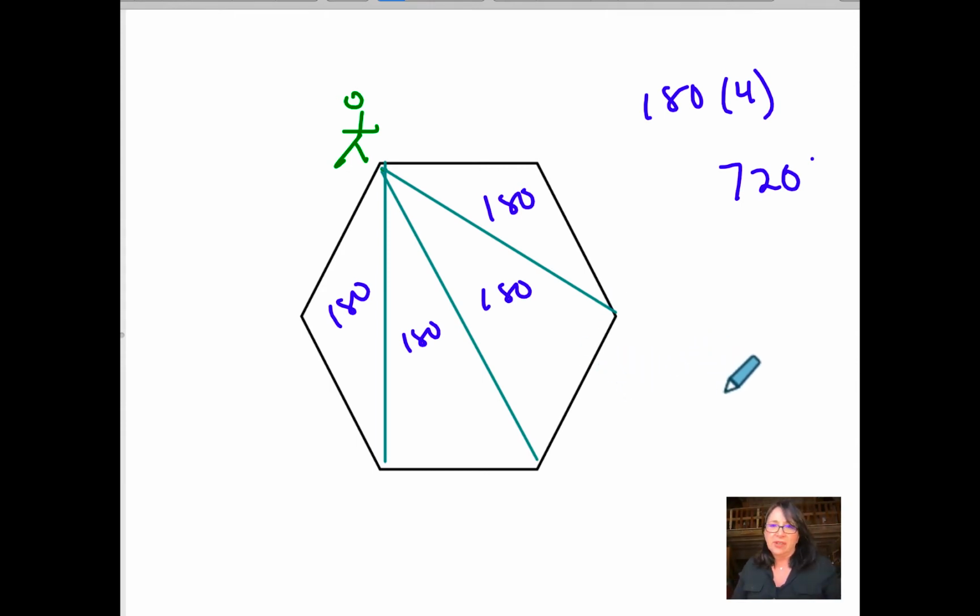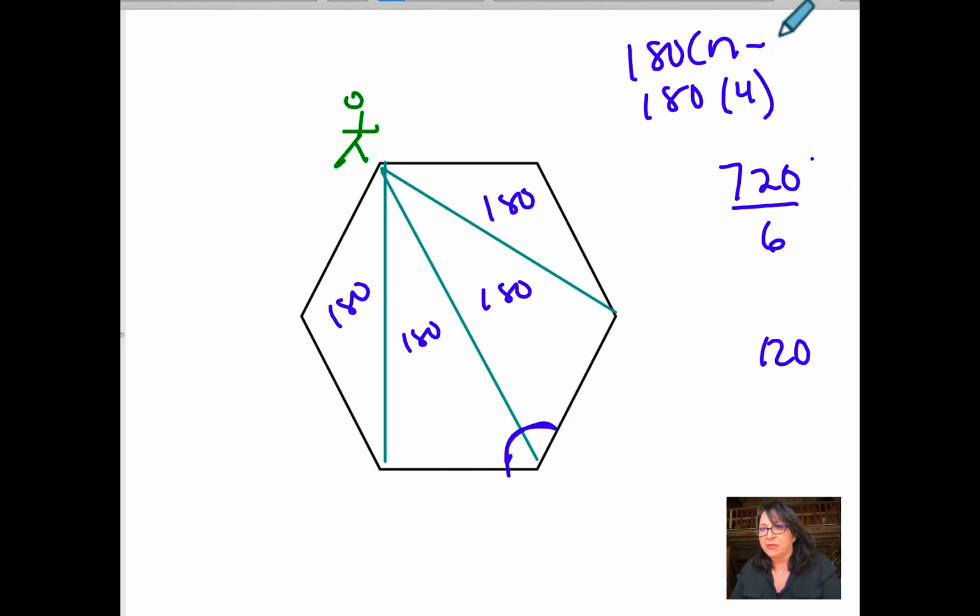So just like I said, a heads up, then of course I would divide by 6 to get 120 for the measure of one angle. But this is just another way, and it's pretty much the same formula, right? 180 times the number of sides minus 2. That's where that 4 came from, because I have 6 sides.